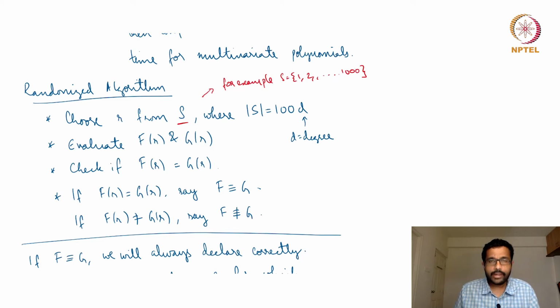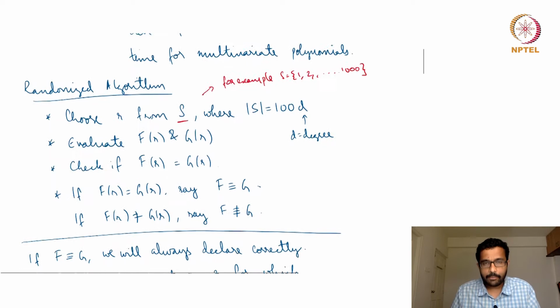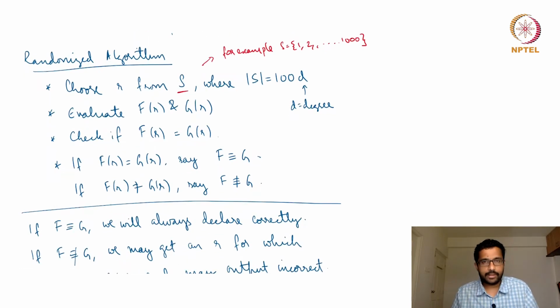So just evaluate the polynomials at r, both the polynomials, and then check whether they are the same. And if the evaluations happen to be the same, you say the polynomials are equal, right? And if the evaluations are different, then you say the polynomials are not identical, right? So this is the algorithm. This is a very simple randomized algorithm.